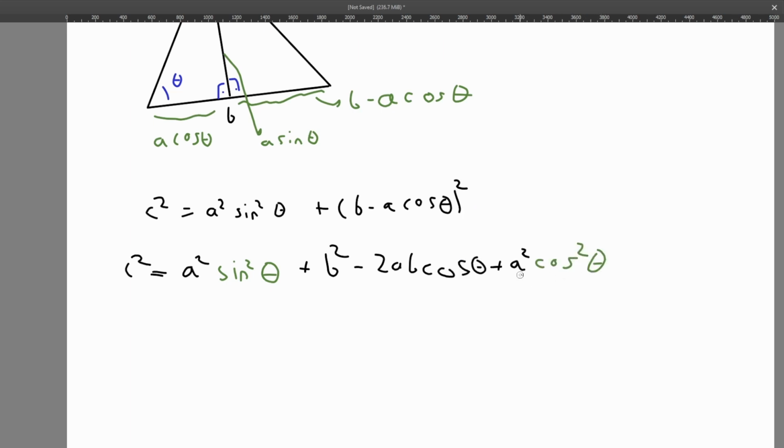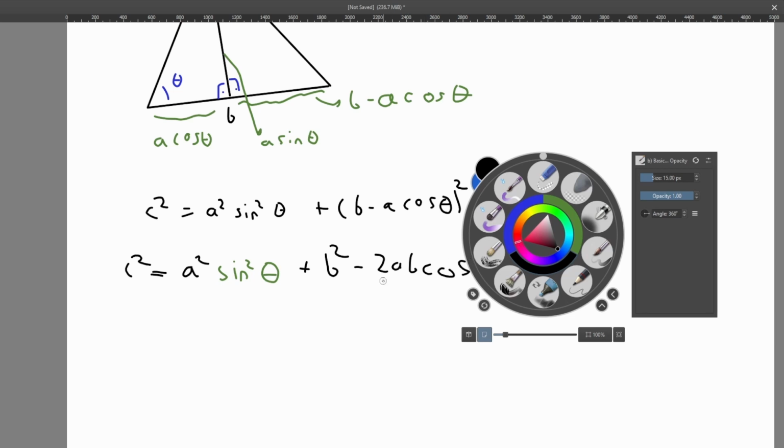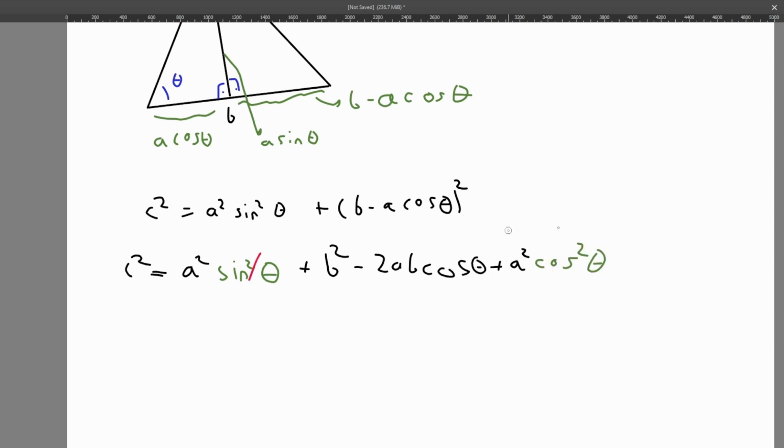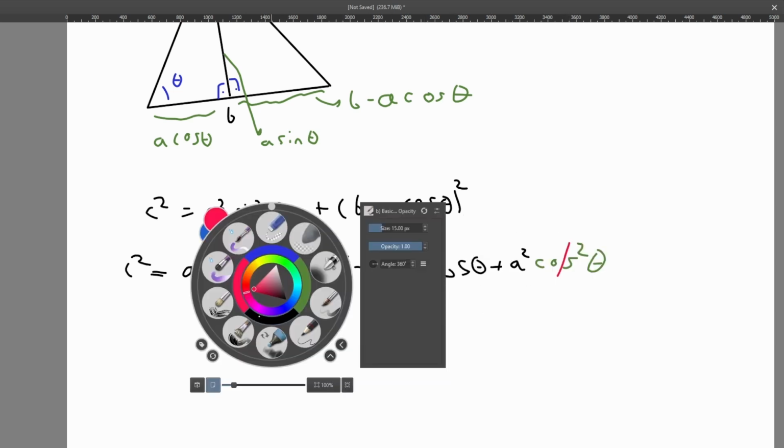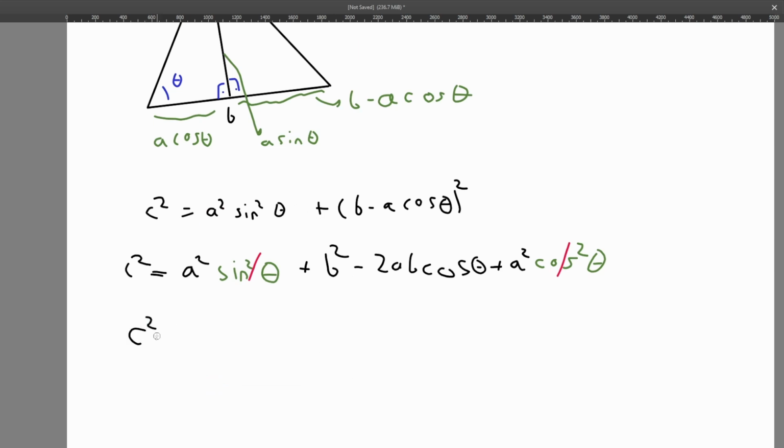Now, as you can see, there's A squared times cosine squared theta, and A squared times sine squared theta, and cosine squared theta plus sine squared theta is equal to 1. So these two cancel out, and what we get is C squared is equal to A squared plus B squared minus 2AB cosine theta.